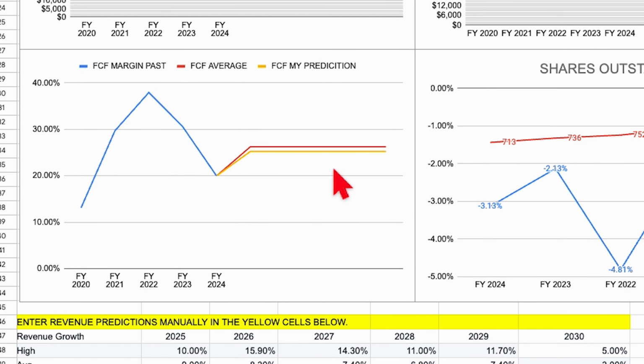And I can also look at this graph right here. This shows their past free cash flow margin. So it was lower than 20% in fiscal year 2020, and then it spiked up to 38% or so, and now it's back down to 20. I'm just going with the average, which I think is a fair assumption. So based on that, we're looking really, really strong.